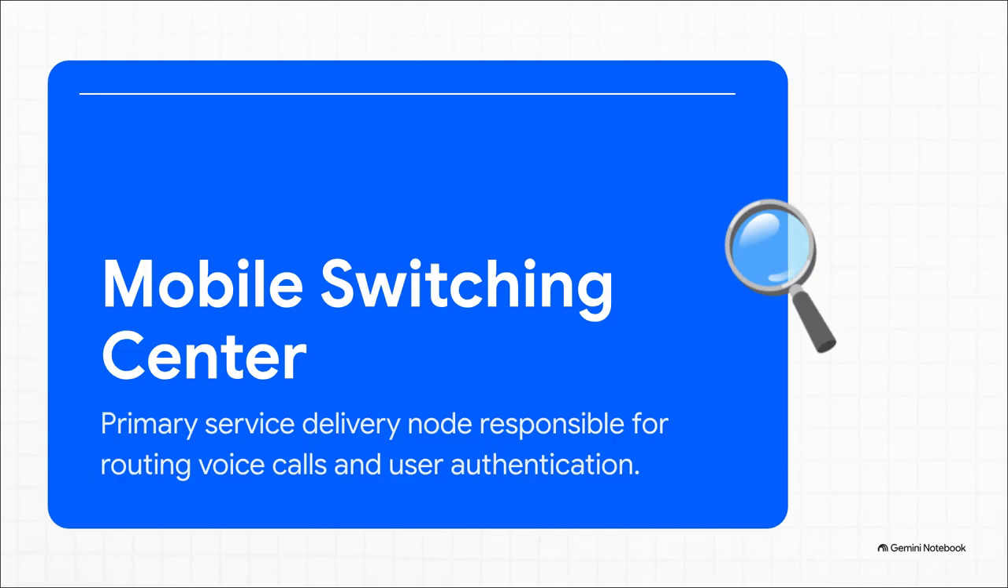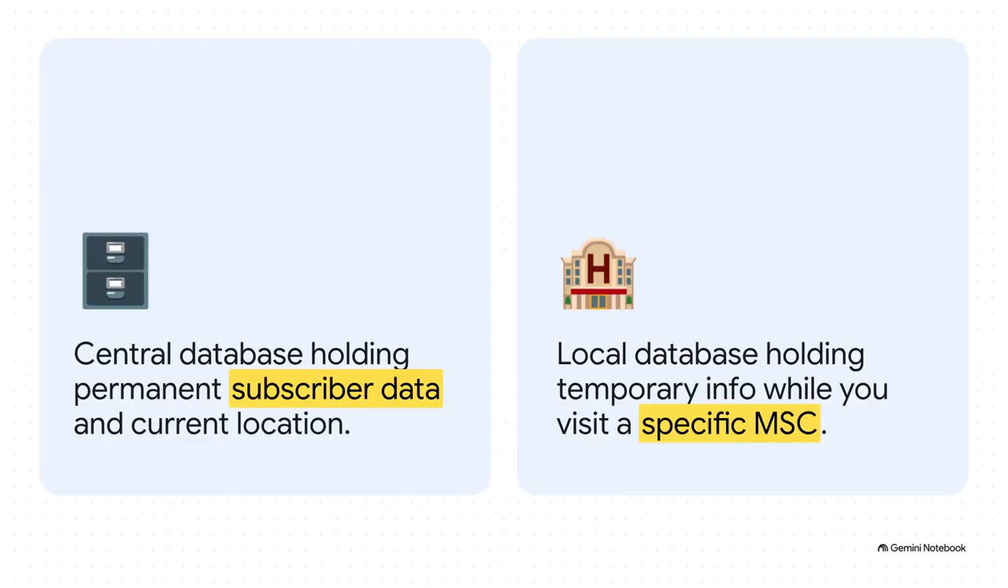But the MSC can't do this all from memory. It relies heavily on two incredibly important databases. Right, so the MSC relies on the HLR and the VLR. Think of the Home Location Register, or HLR, as the DMV back in your home state. It is your permanent record. It's an essential database holding your secret IMSI, your allowed services, and a pointer to your current location.